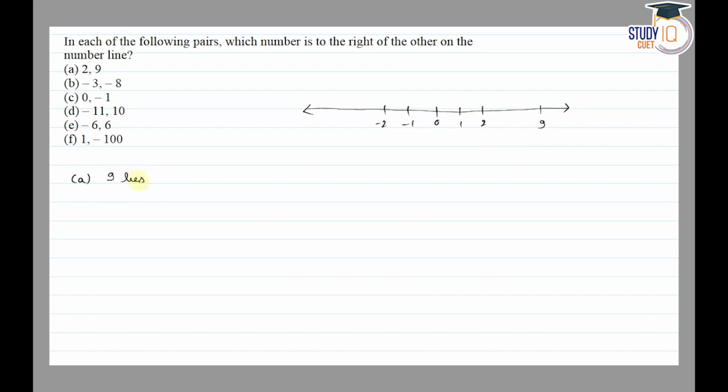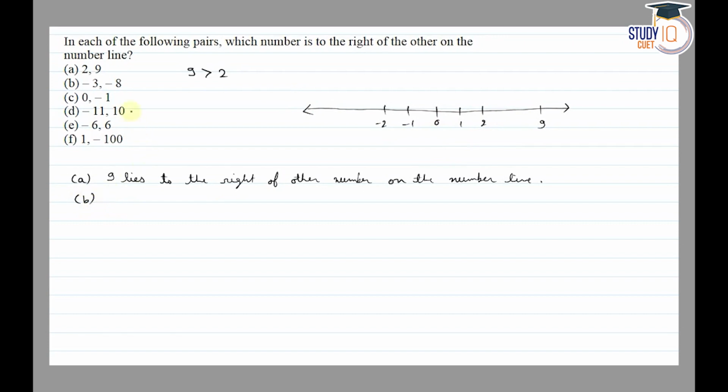9 lies to the right of the other number on the number line. So here in 2 and 9, 9 is greater than 2, and among positive integers, the one which is greater lies to the right of the other number.